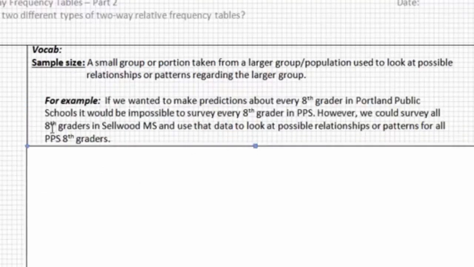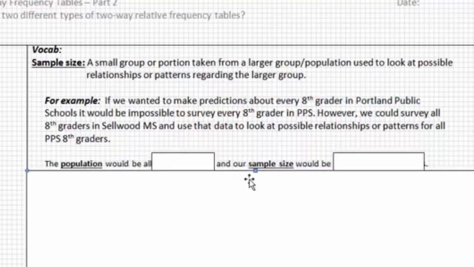If we wanted to make predictions about every 8th grader in Portland Public School districts, it would be impossible to survey every 8th grader in Portland Public Schools. However, we could survey all 8th graders in Selwyn Middle School and use that data to look at all possible relationships or patterns that would apply to all Portland Public Schools 8th graders.